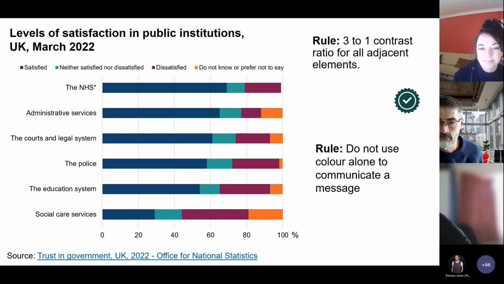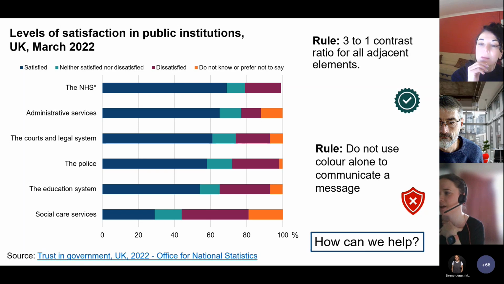Let's sure. Yeah, let's run this one. Okay, no, for this one, we are getting the red cross because we are using color alone to match to the, we haven't given them any other information. The only way they can match the label to the stack is by using color for that one. So that's where you've got to put the little bit of extra information.